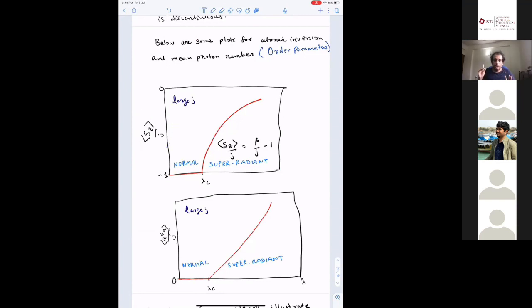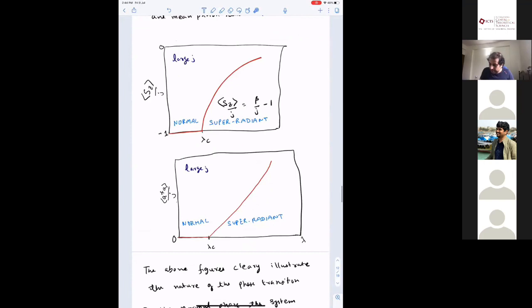And what about the photon sector, the occupation number of the light bosons? The same thing happens. It is essentially zero, and then suddenly you have a huge number of photons. This phenomenon is called superradiance.